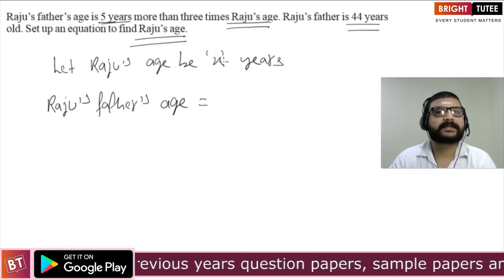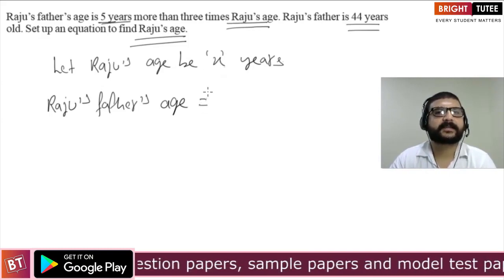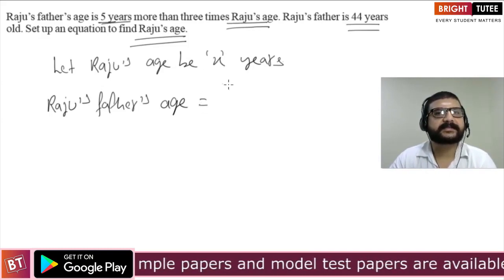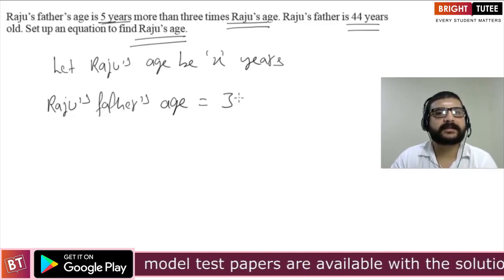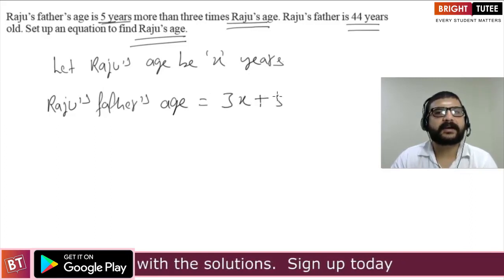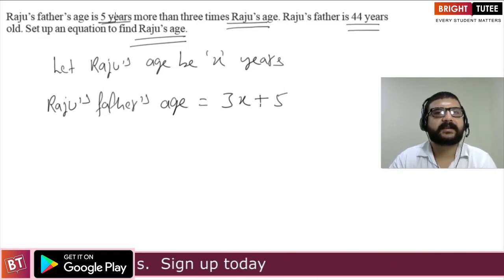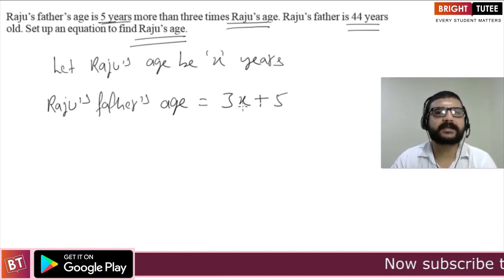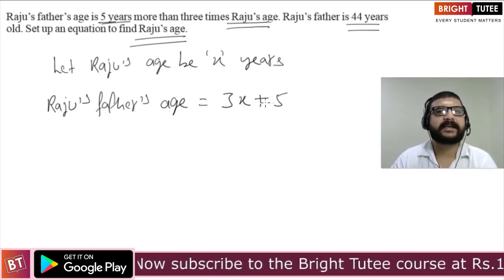What will be 3 times Raju's age? Raju's age is x years, so 3 times of it will be 3x. And what we have to do? We have to add 5 to it, as it is given 5 years more than 3 times Raju's age. So it will be 3x plus 5. So this is the father's age in terms of x.